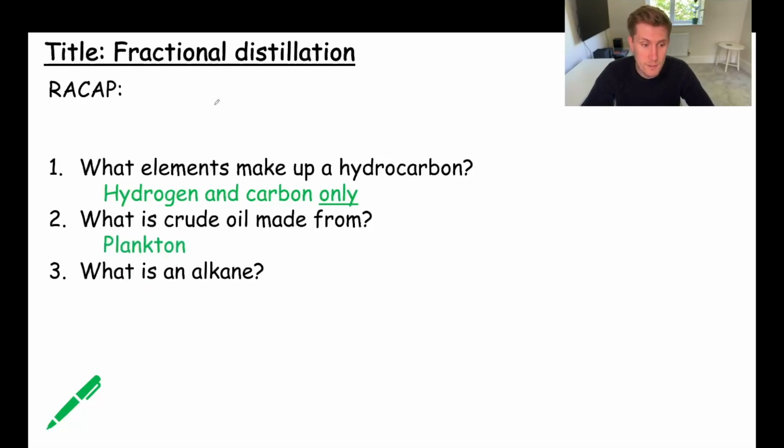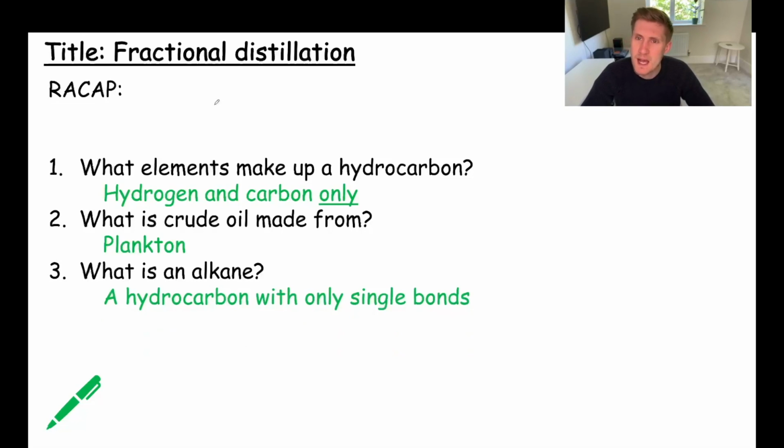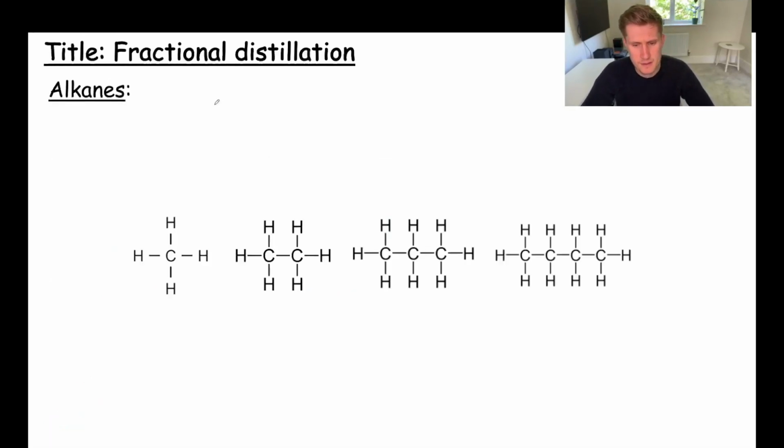Crude oil is made from plankton, or dead plankton. You can also have the keyword ancient biomass as well, but I prefer to remember the word plankton. And what is an alkane? An alkane is a hydrocarbon with only single bonds. And they look like this. We've got 4 there, and these are the 4 you need to remember.